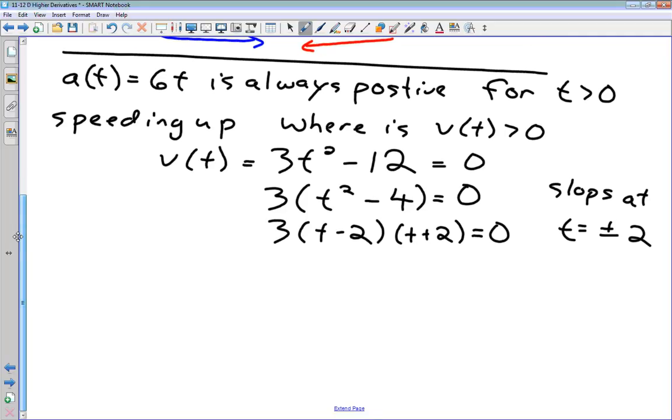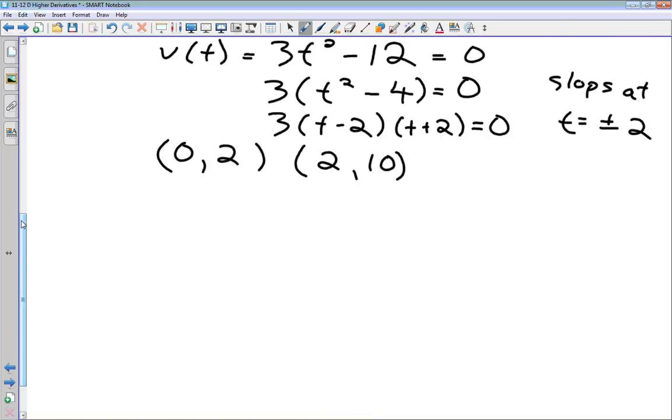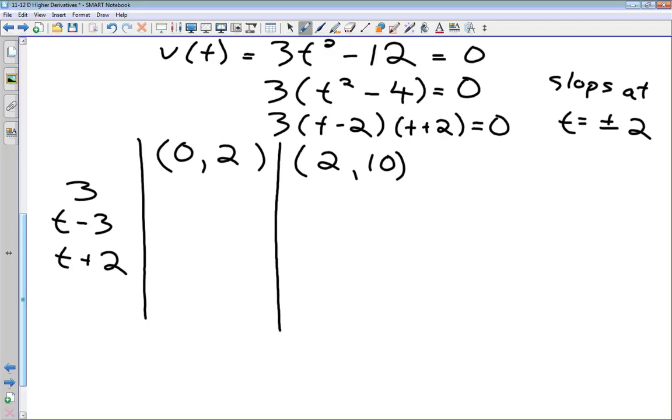So let's set up our interval table here. We're going to have an interval from 0 to 2, and then another interval from 2 to positive infinity. No, wait, not positive infinity. The limits on t were, our function only worked between 0 and 10, so we only need to check the interval from 2 to 10. And again, what we're doing here is checking the sign of each of these terms in our velocity function to figure out, overall, where that velocity function is positive and where it is negative.